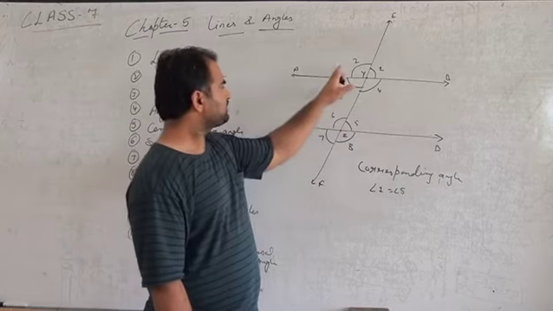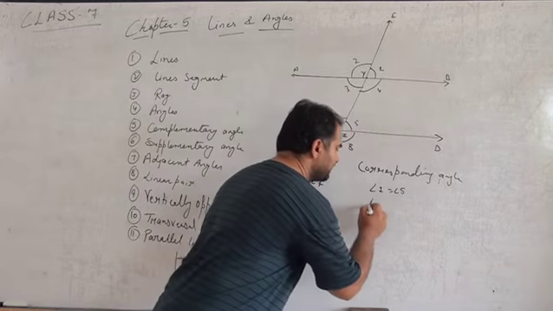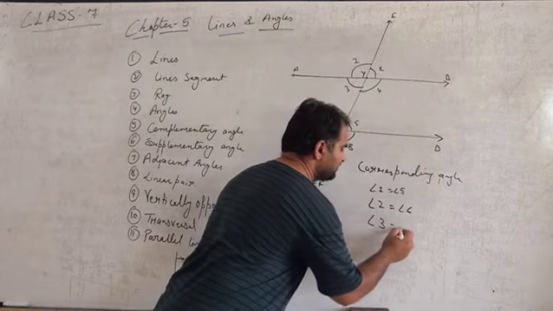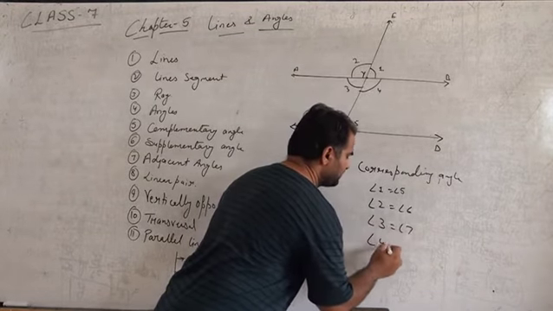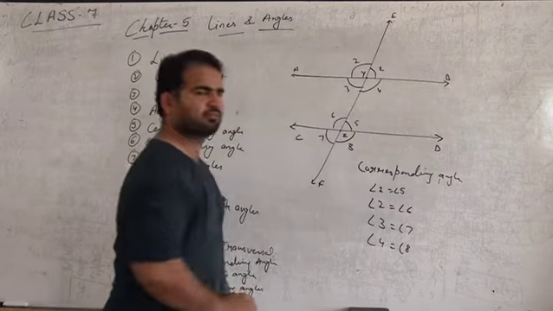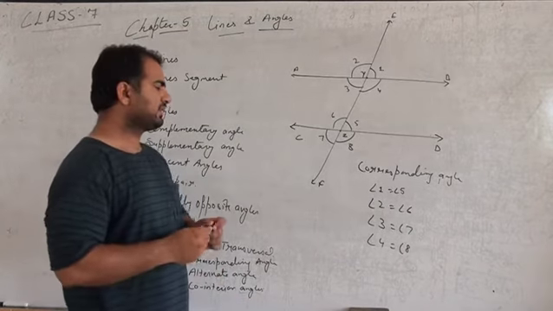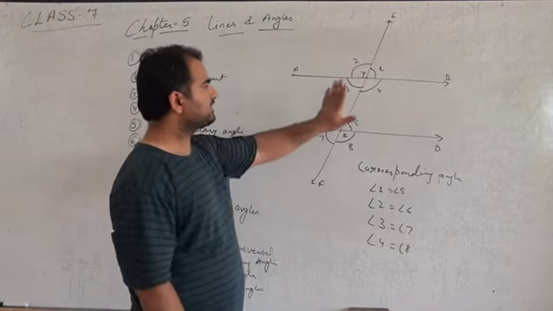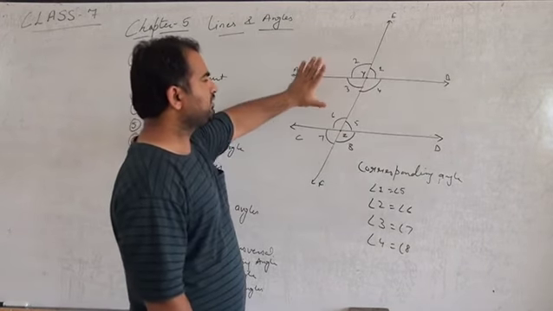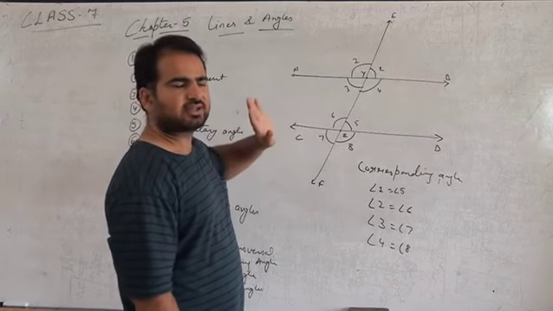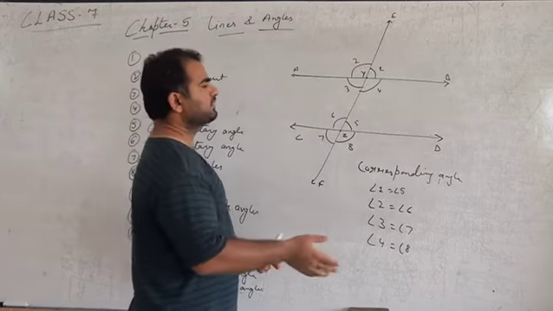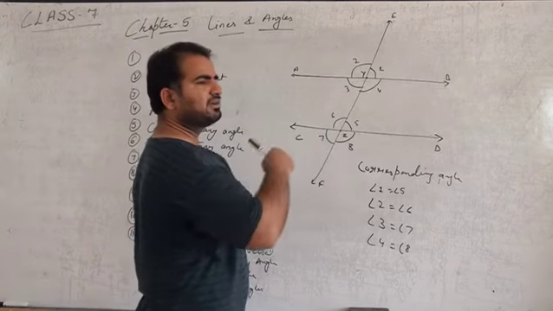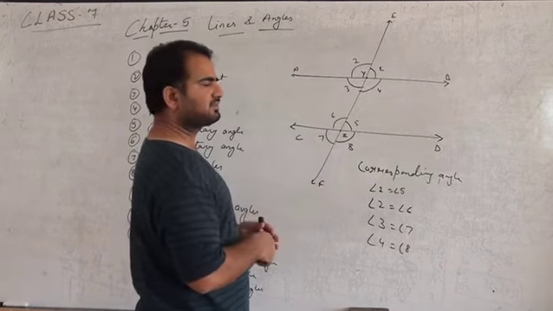Okay. Angle 2 is equal to angle 6. Angle 3 is equal to angle 7 and angle 4 equals angle 8. All these four pairs are equal. Okay. So what we understand is, when two parallel lines are there and the transversal is cutting them, then what is a corresponding angle? The angles at different points but at the same place.